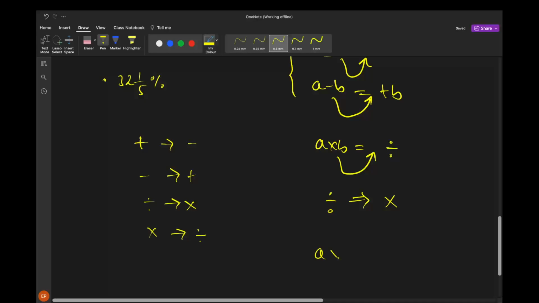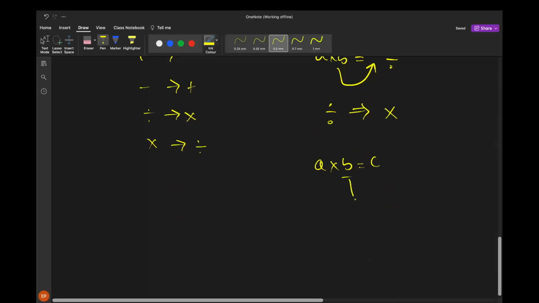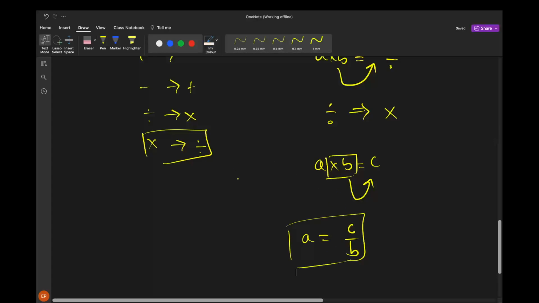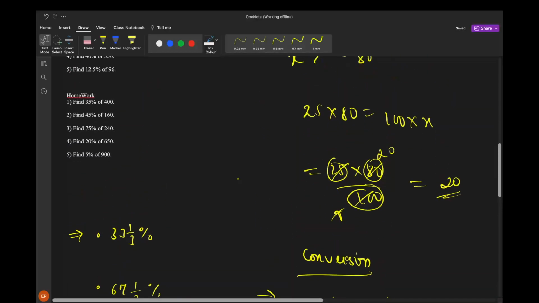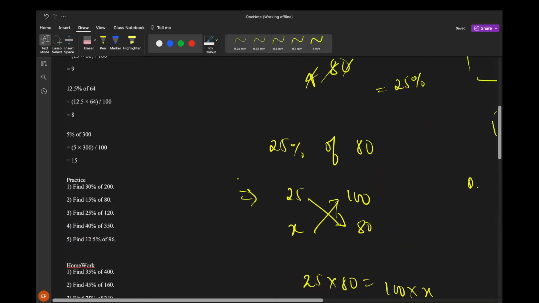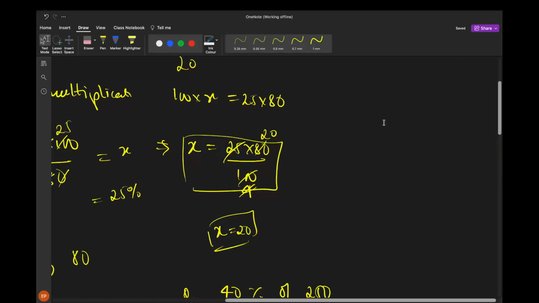Suppose a into b equals c. If I send this b to the other side, what will it become? It is in the form of into b, so it will become division. So a equals c by b. These are some conversions. I will make a separate video on that. Please try to remember it for the time being. Okay, let's continue. 50% of 60.